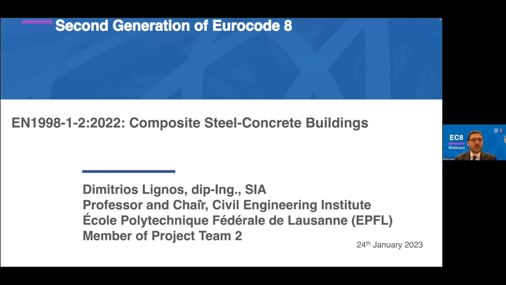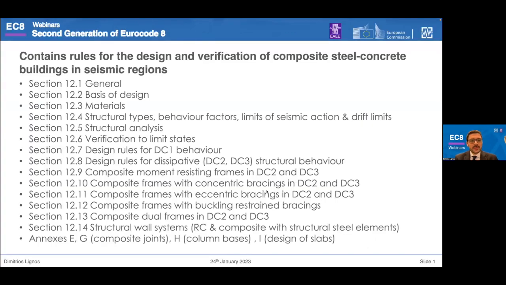So I will cover the composite steel concrete buildings. This chapter contains rules for the design and verification of composite steel concrete buildings in seismic regions. The general structure of the chapter is comprised of the sections that you see here, plus several annexes. Professor Landolfo covered, I think in fairly good detail, Annex C on pre-qualified connections, but there are also Annex G on composite joints, as well as H on column bases and I on design of slabs.